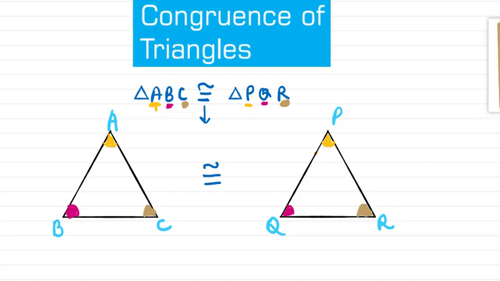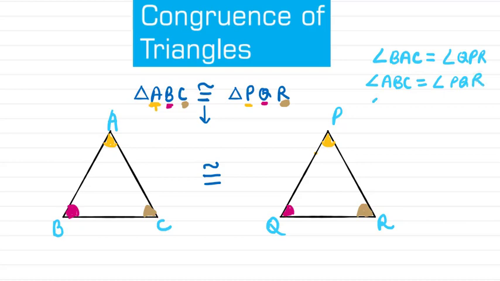If you represent these, angle BAC, that is angle A, will be equal to angle QPR. In the same way, angle B, meaning ABC, and angle Q, meaning PQR, are equal. The last one is C, meaning ACB, and that will be equal to angle PRQ. So these three will be equal, and we say these are the corresponding angles.